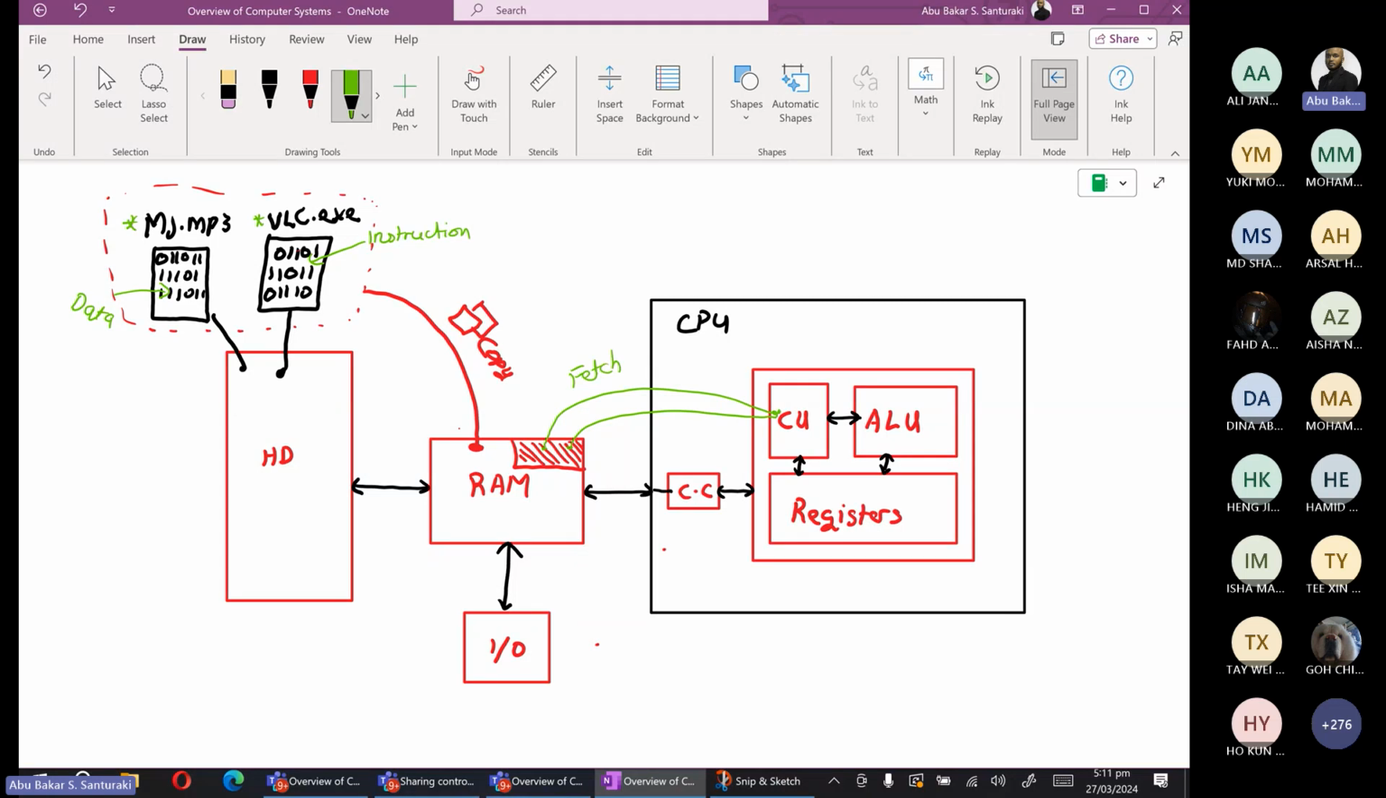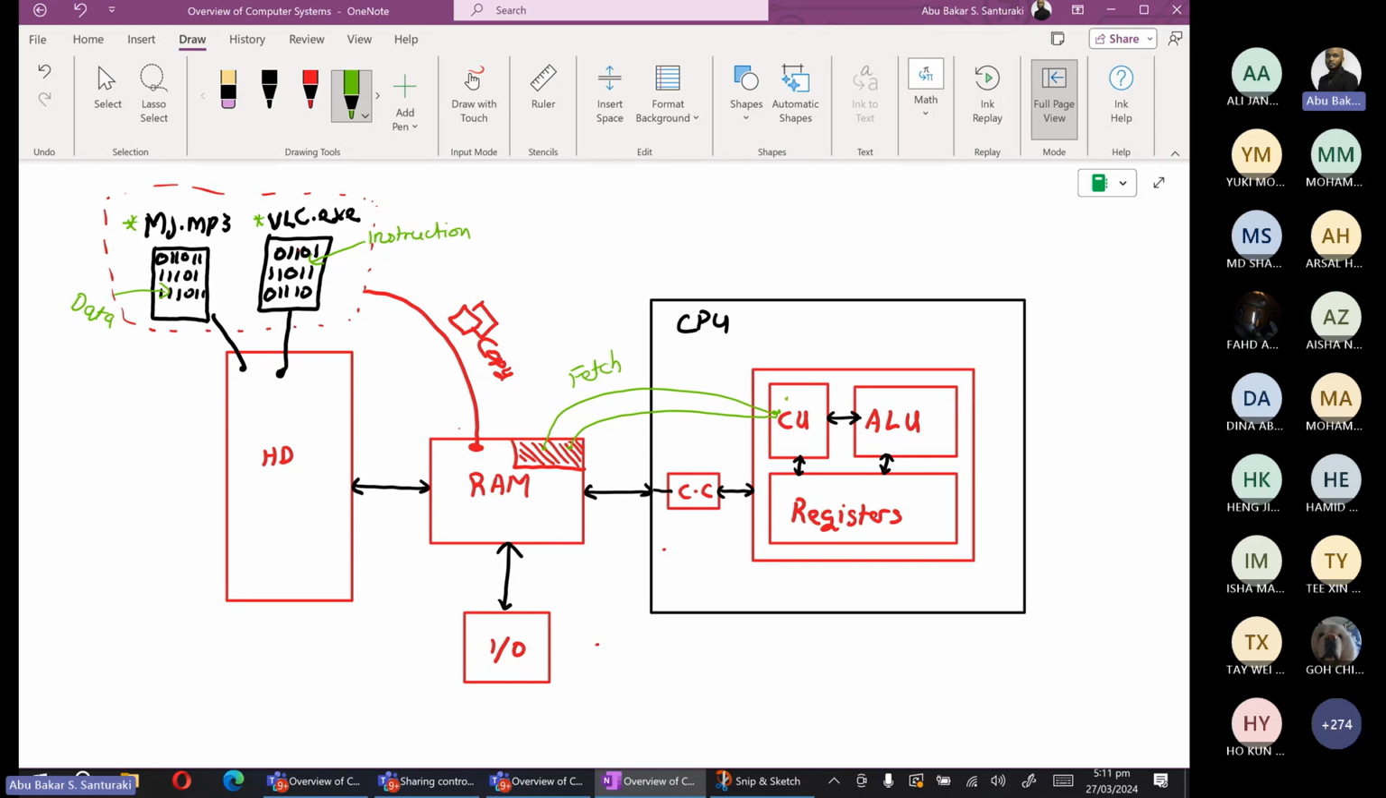Just like a human being, when you're reading a book, you don't open all the pages of the book and download it into your head at once. No, you read the book page by page, line by line, sentence by sentence, word by word. So this fetch is taking line by line, a line of instructions. So instruction 1, instruction 2, instruction 3, and so on. So the CU will fetch.